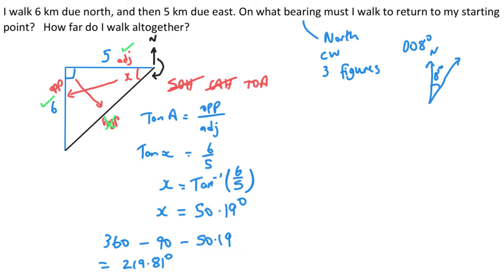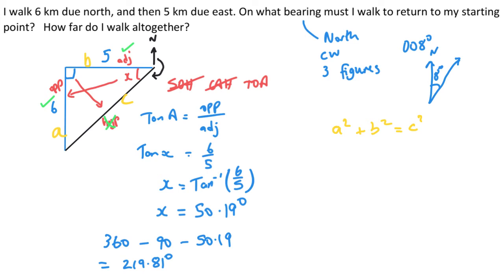Now to work out the total distance, that's going to be the 6 kilometres up, 5 east, and then the distance back again. So we're trying to find the length of the hypotenuse. And for that, we can use Pythagoras' theorem. So for that, we have the A, B, and C. We've got A squared plus B squared equals C squared, where C is the hypotenuse.